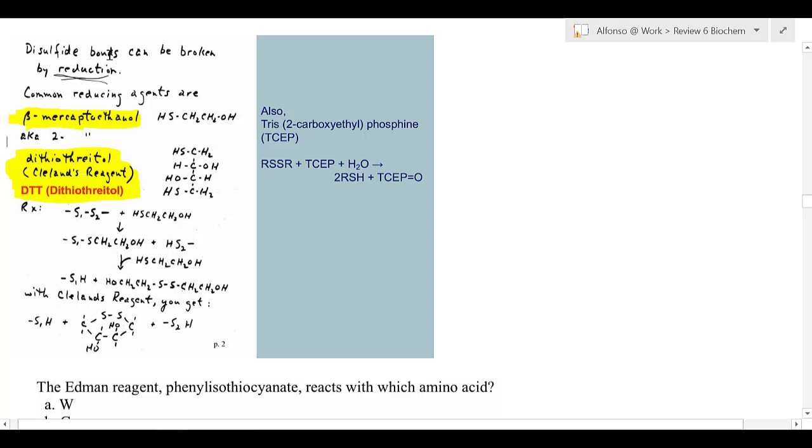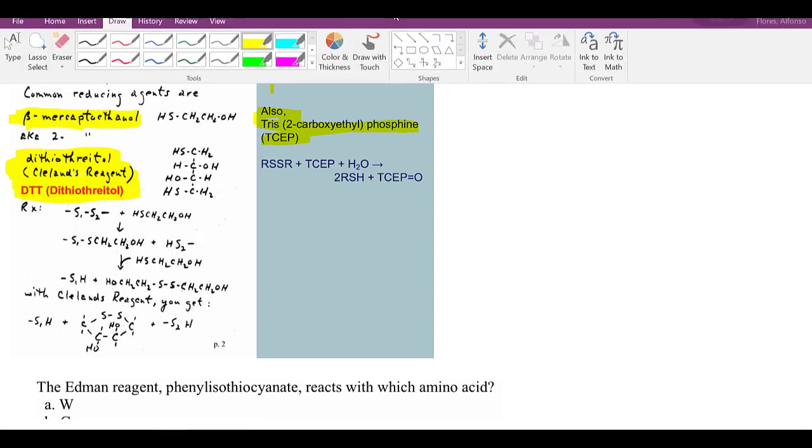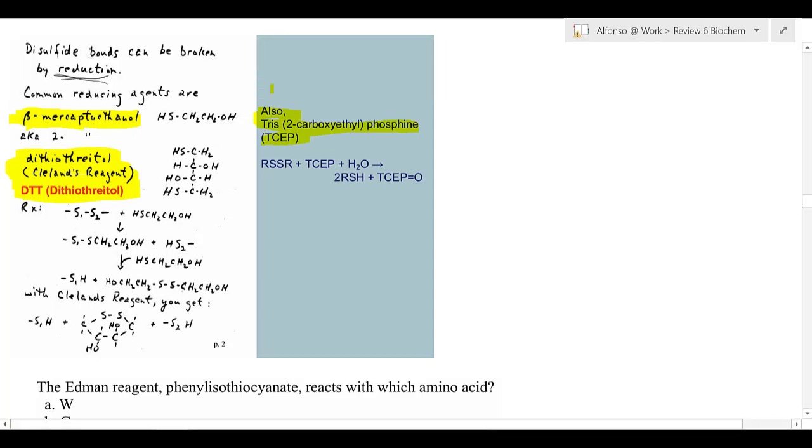So both of them do the same thing? Yeah. Maybe one of them is more mild and one of them is stronger. I don't exactly know the difference between both. Are there any questions about that? Any questions at all? Yes. So you're saying that beta mercaptoethanol also breaks disulfide bonds through reduction? Exactly. Perfect. Just like that.